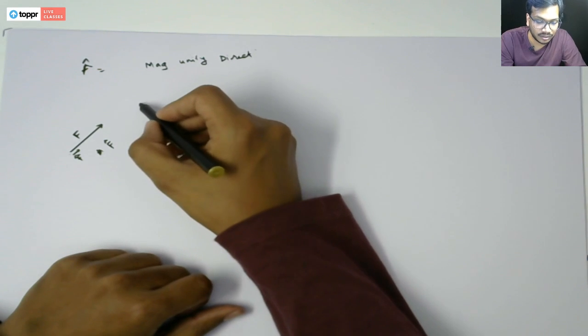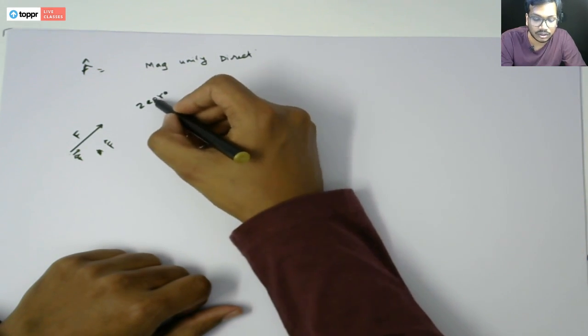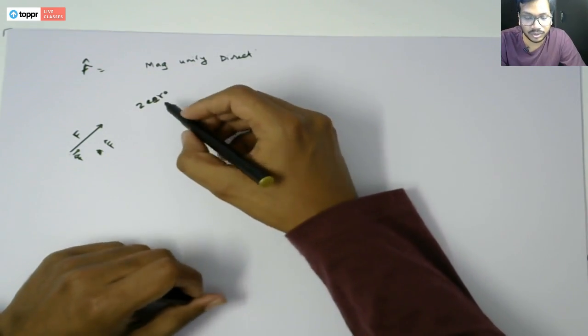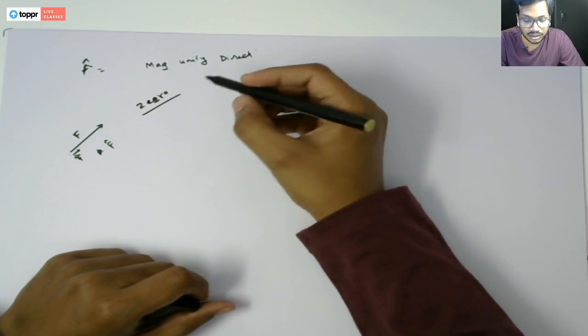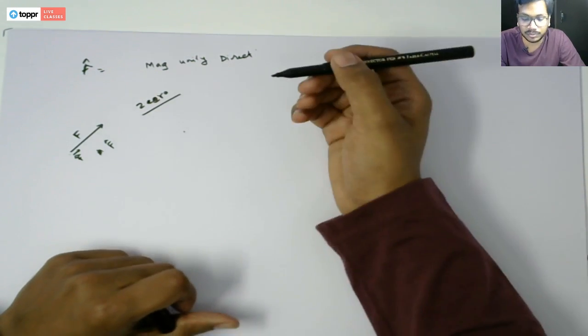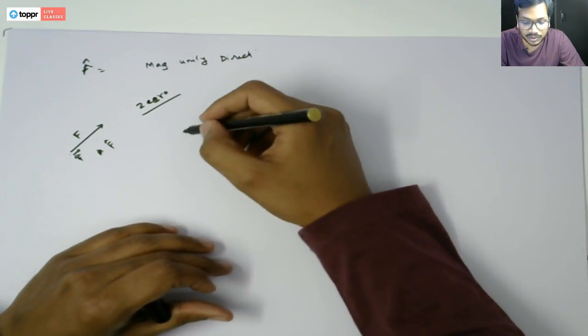Next is a zero vector. As the name suggests, zero vector means it has zero magnitude. So this vector is a point vector. If you had to represent this graphically, you would represent this as a point. It does not have any magnitude at all. Its direction can be assumed in any direction.